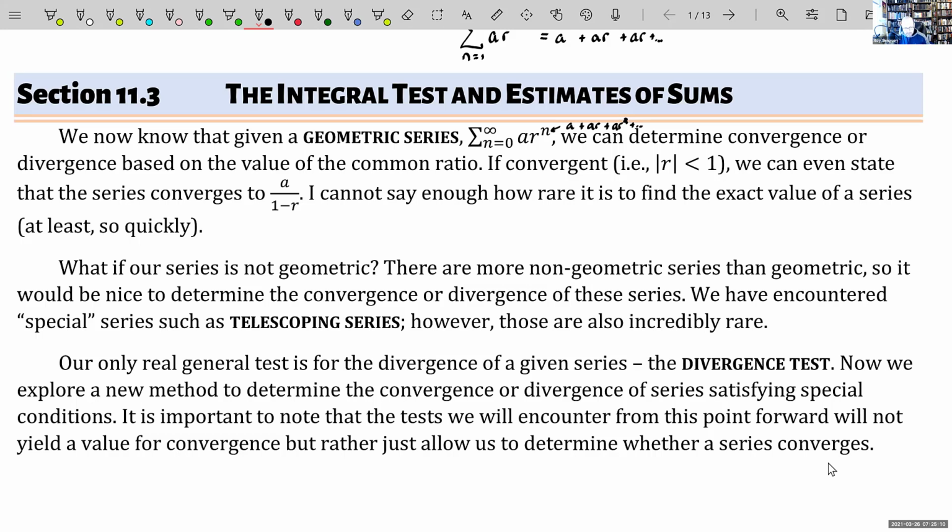Now, what if our series is not geometric? There are more non-geometric series than geometric, and that should be somewhat obvious to you. So it would be nice to determine the convergence or divergence of these series. And we have encountered some very special series, such as telescoping series. However, those are also incredibly rare.